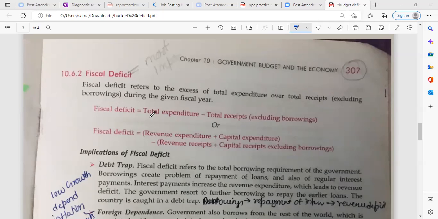Just mention one more thing: the difference between total expenditure and total receipt, excluding borrowing during the given fiscal year, because this is fiscal deficit, right? So during a given year or a given financial year or a fiscal year is known as fiscal deficit.